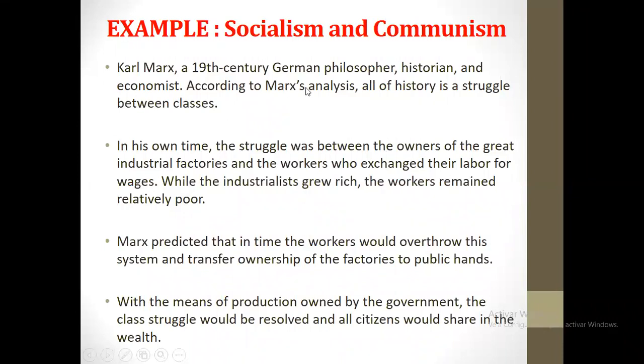According to Marx's analysis, all of history is a struggle between classes. Dice que definitivamente hay una lucha de clases entre el que tiene más y el que tiene menos. Eso es lo que él concluye. In his own time, the struggle was between the owners of great industry factories and the workers who exchanged their labor for wages. While the industrialists grew richer, the workers remained relatively poor.